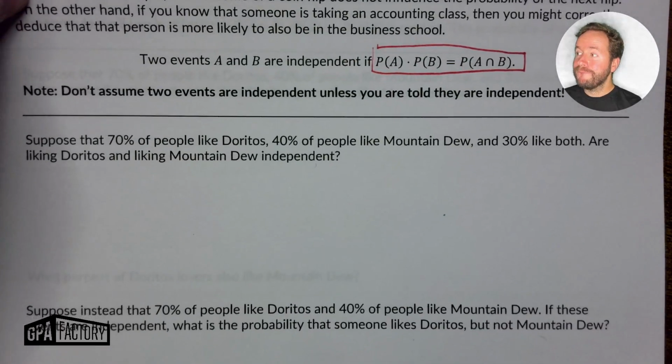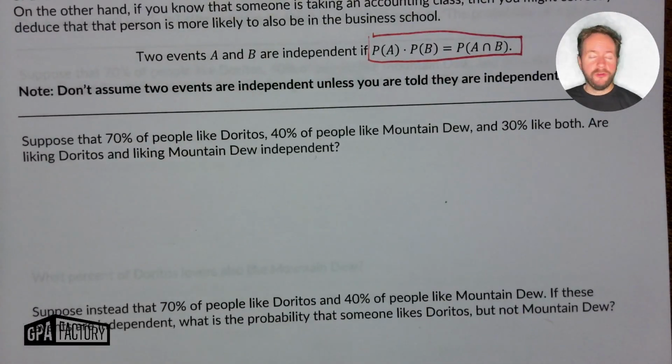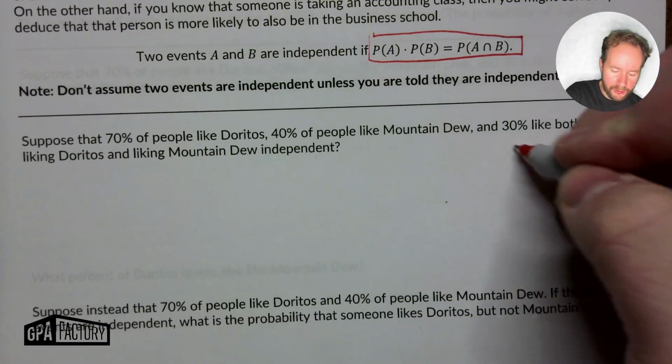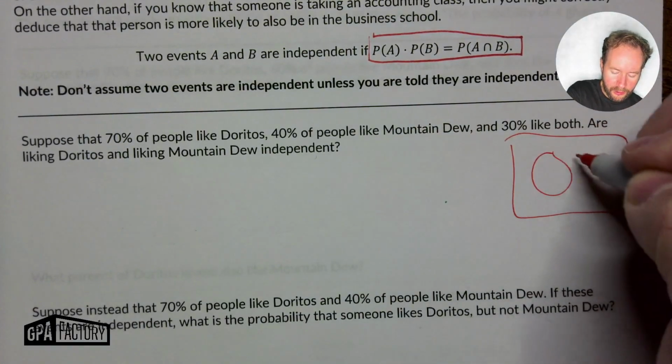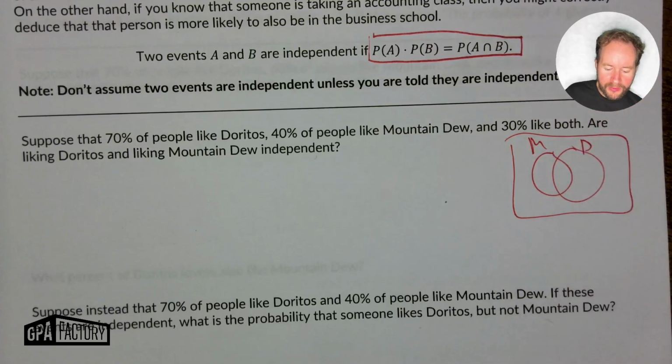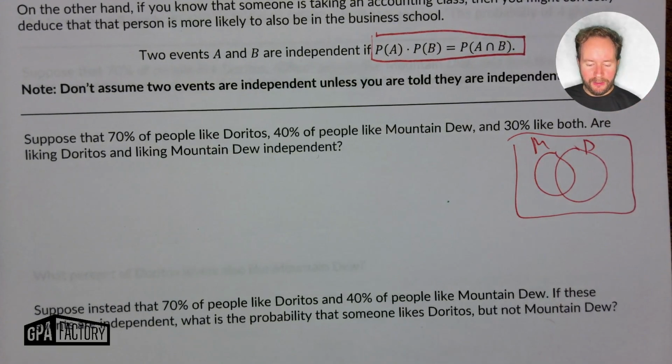30% like both. Are liking Doritos and Mountain Dew independent? Now I know your brain instantly wants to go to a Venn diagram, and you could do a Venn diagram for this. You could set up some circles and put Mountain Dew and Doritos. But for now, I don't think I'm going to do that just yet. I might do that for the next part. I'm just being asked, are they independent?